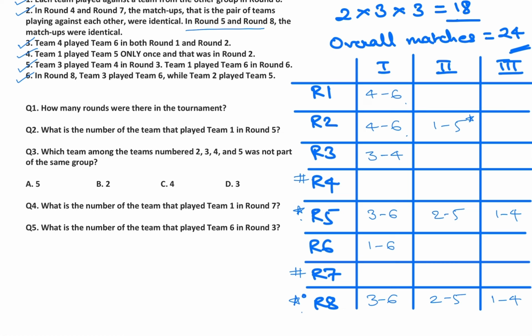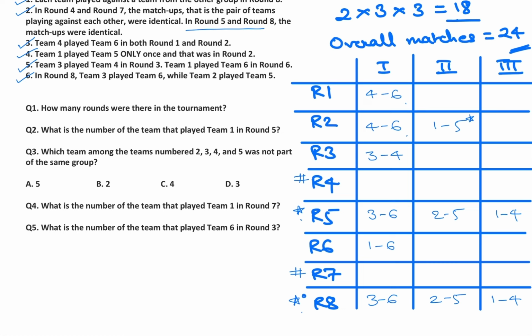So the answer to this will be 4. Question number 3 says, which team among the teams numbered 2, 3, 4, 5 was not part of the same group? Okay, so I have 2, 3, 4, 5 is in different group. So answer will be 5, which is option A.